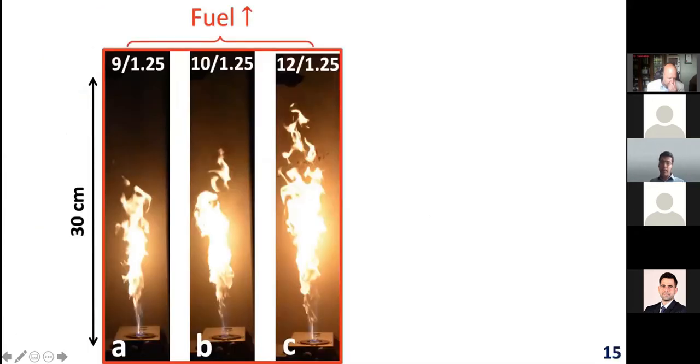So here you can see how the flames look. From left to right, we keep the amount of dispersion oxygen, the gas that is used to atomize the liquid fuel, constant at 1.25 liters per minute, but increased the liquid jet fuel flow rate from 9, 10 to 12 milliliters per minute. And you can clearly see how increasing the fuel flow rate results in a larger flame and more soot emissions. This is the sampling probe that you can see in the picture, and the distance from the burner to the sampling probe is about 30 centimeters.